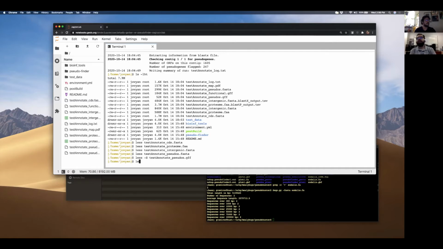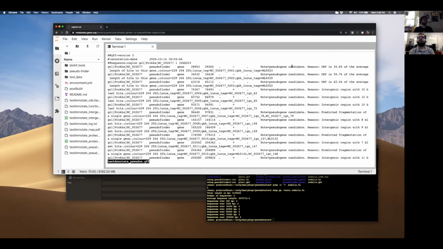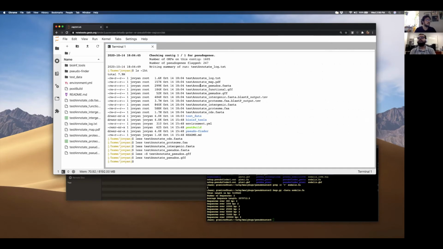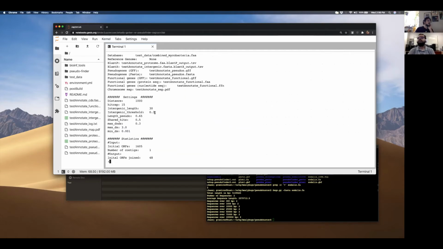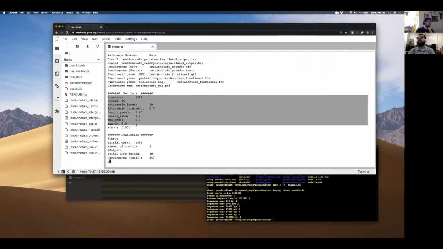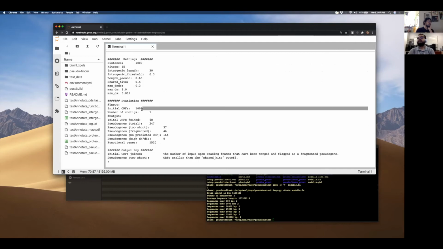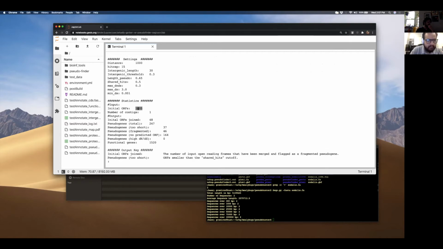So let me look at this file again. Well, let's look at the log. The log actually summarizes the output, and we can see that all our parameters are summarized here. We have the input, number of ORFs. This is not the entire Mycobacterium genome. This is just a subset that I extracted for the purposes of this tutorial, just to have it run faster. And this is the number of initial ORFs that were analyzed. The total number of pseudogenes from these ORFs is predicted to be 247.